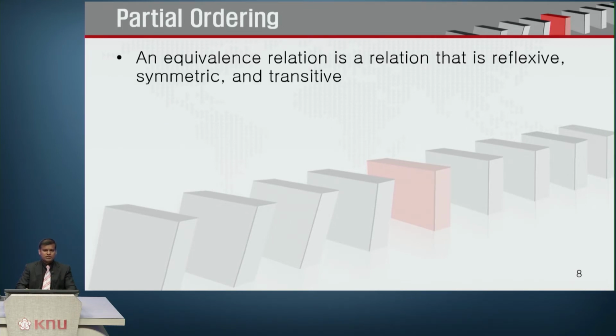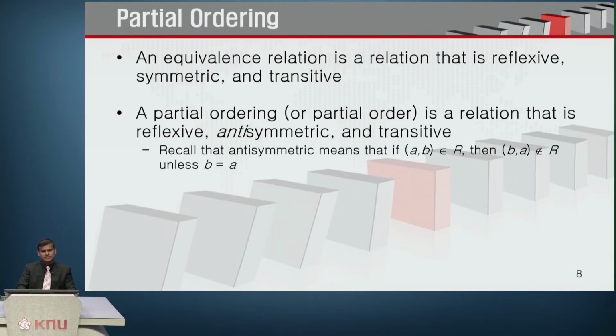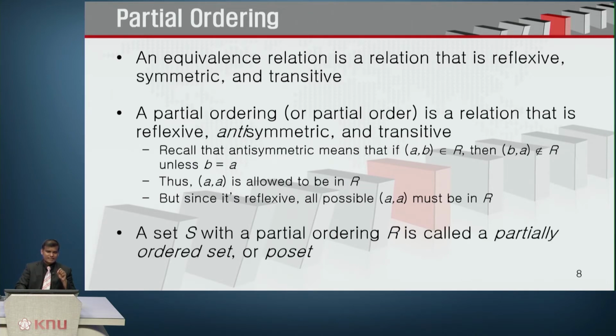Coming to partial ordering: an equivalence relation is a relation that is reflexive, symmetric, and transitive. Just to recall what we have done, a partial ordering or partial order is a relation that is reflexive, antisymmetric, and transitive. Recall that antisymmetry means that if (A, B) is an element of R, then (B, A) is not an element of R unless B equals A. So (A, A) is allowed to be in R, but since it is reflexive, all possible (A, A) must be in R.